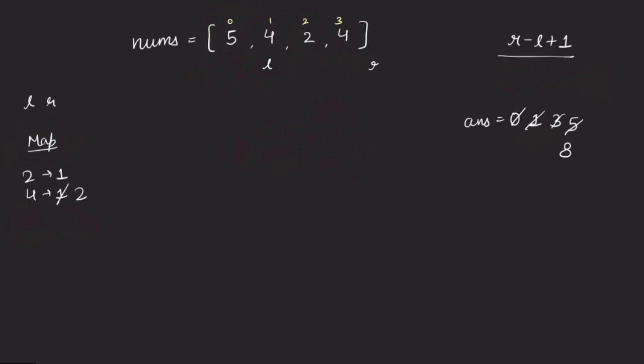Then we will move our R forward. Then we have crossed nums. So that means this is our answer. And we saw earlier that the number of continuous subarrays that we got in this particular case was 8. And this is what we have got, right? So this is one of the approaches.